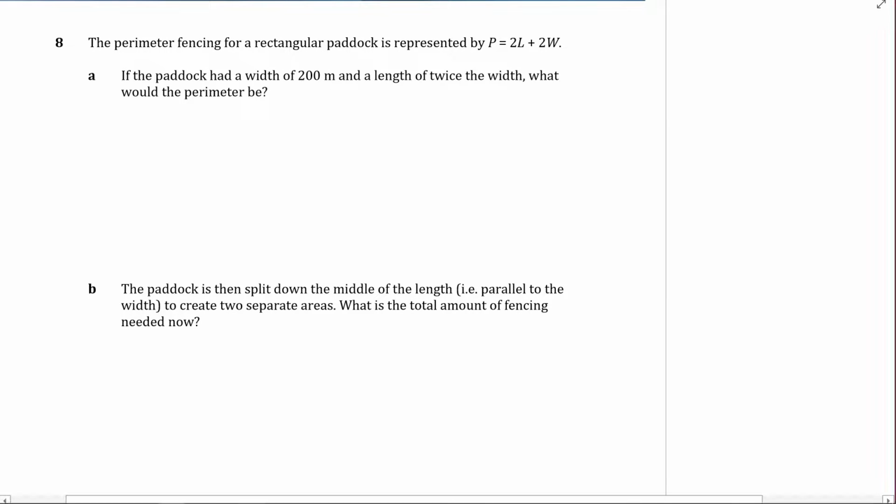We're now going to answer this question. It says the perimeter fencing for a rectangular paddock is represented by this. If the paddock has a width of 200 meters and the length of twice the width, what would the perimeter be? Okay, so what I would do here is just draw what they've given to me.